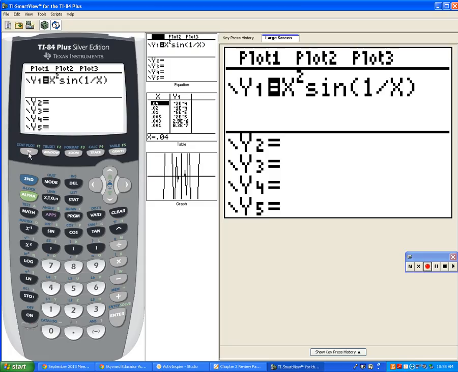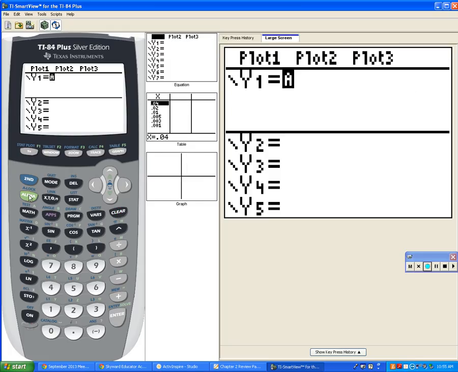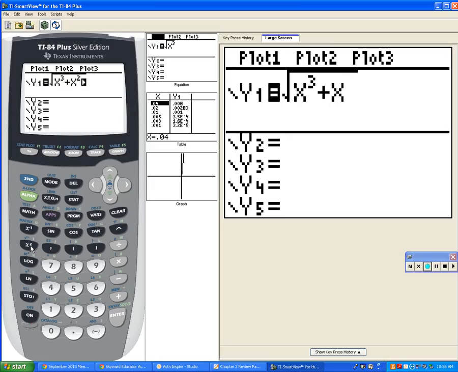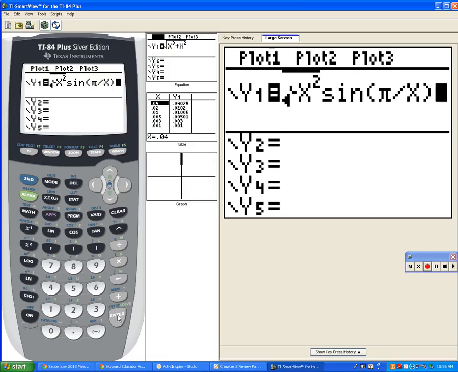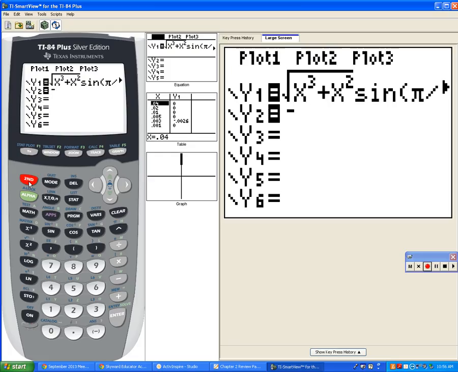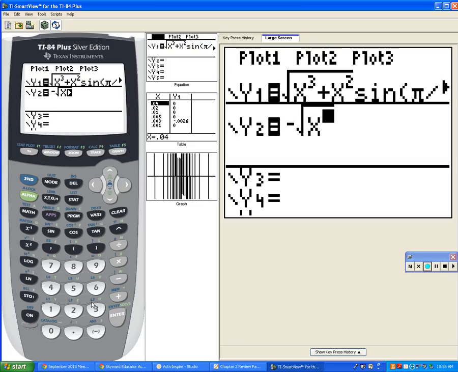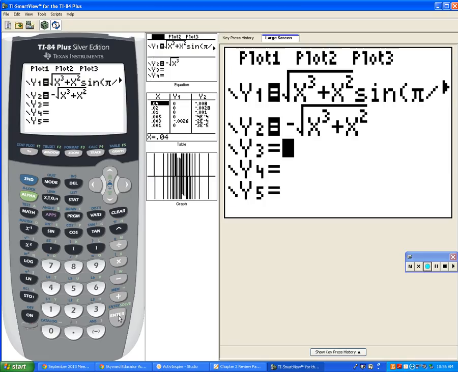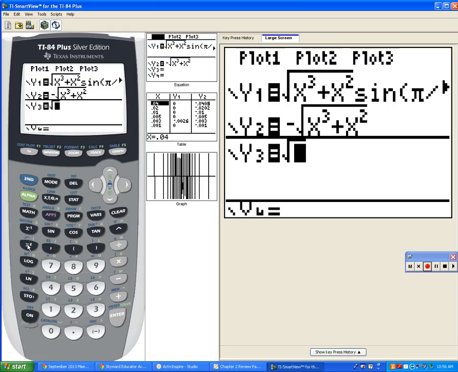All right, so our original function was the square root of x cubed plus x squared times the sine of pi over x. And then the first function that we chose was negative square root of x cubed plus x squared. And the second one we chose was the positive square root of that. See what I got going on over there? Some pretty crazy things happening.